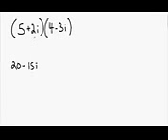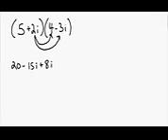And now I can multiply the positive 2i times a positive 4, which will give me a positive 8i. And if I multiply a positive 2i times a negative 3i, that's going to give me a negative 6i squared.